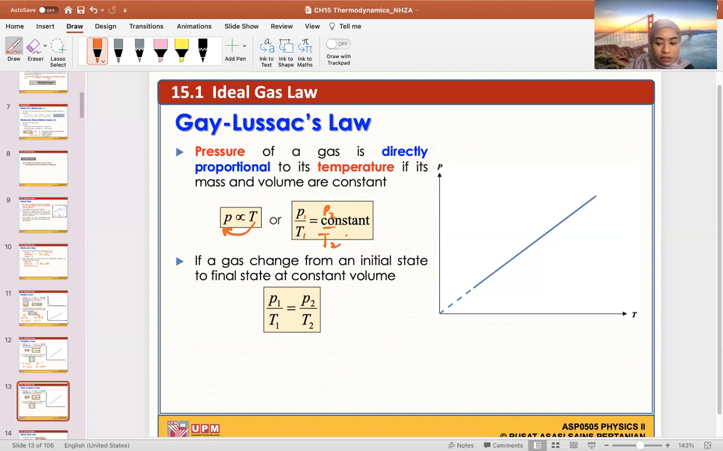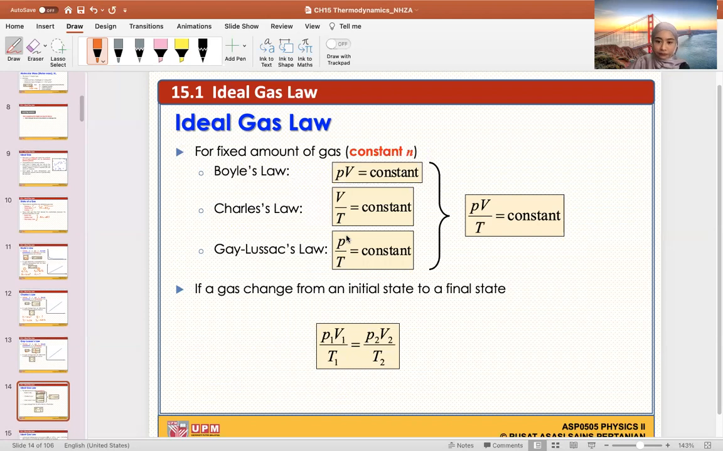PV equals nRT. Okay, so we have learned P1 V1 equals P2 V2, V1 over T1 equals V2 over T2, P1 over T1 equals P2 over T2. Then combining these will give you PV over T is a constant, and the constant is nR. Put this over here, you get PV equals nRT. Okay, it was basically that.